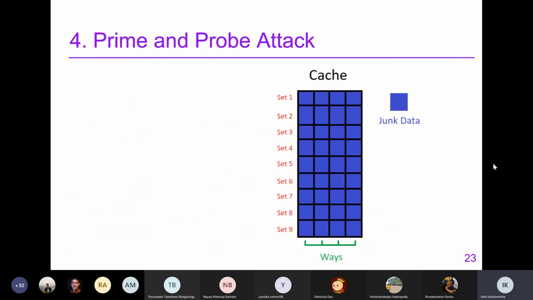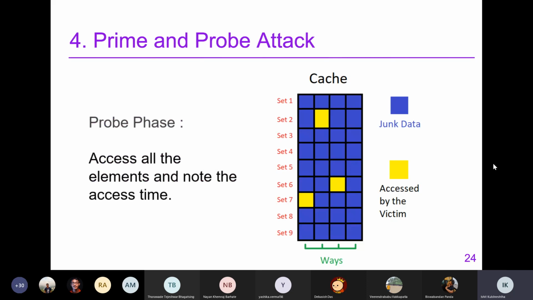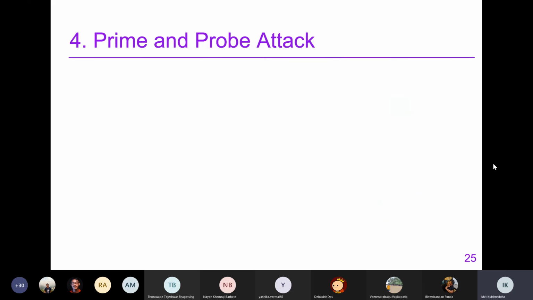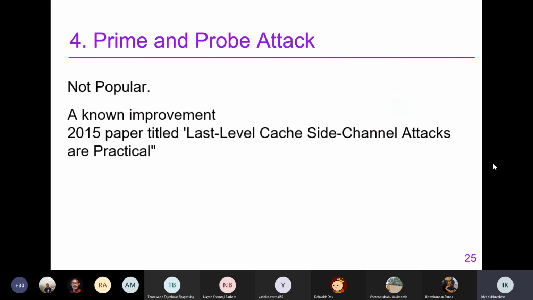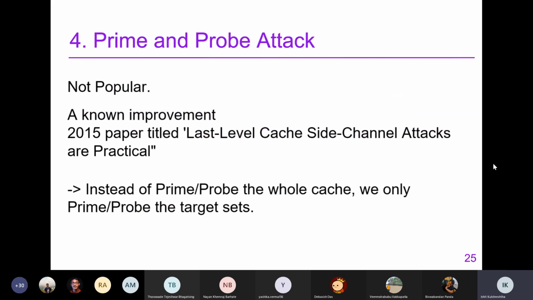Now, the prime and probe attack: how it functions is, during the prime phase, we fill the cache with junk, right? And then during the probe phase, if the victim has accessed some elements, it would have replaced those sets with its own elements. So when we again access our own junk blocks, they would take a higher time. So we'd identify the sets that the victim has accessed. It has not been very popular. We'll see why.